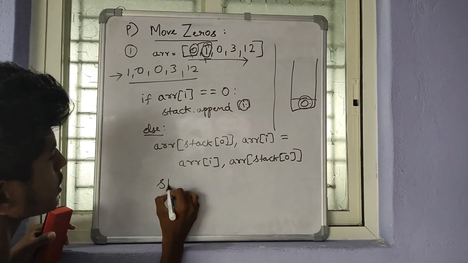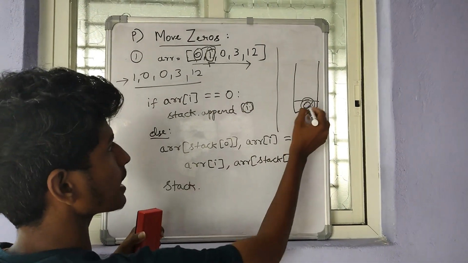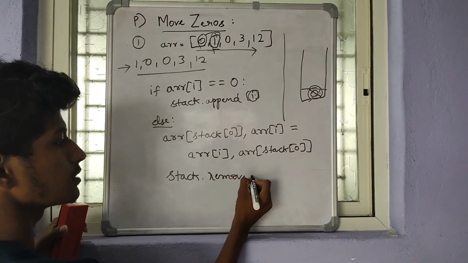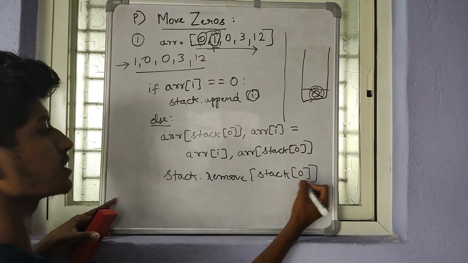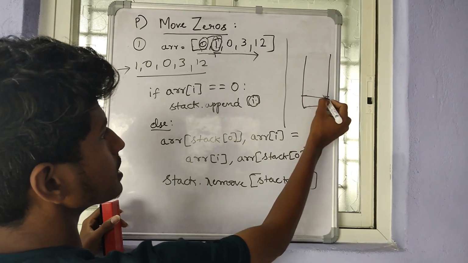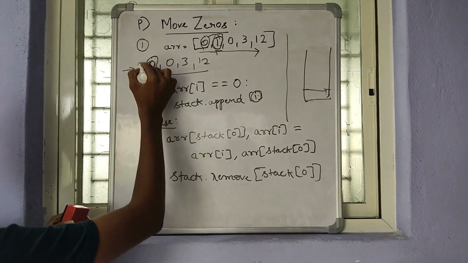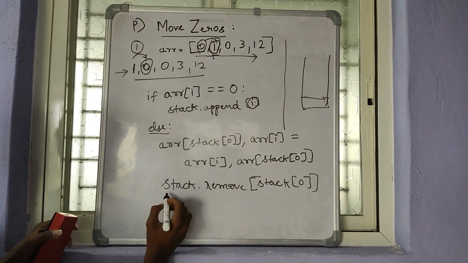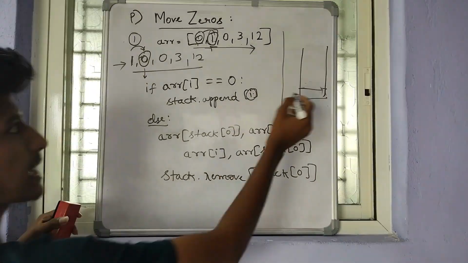Now, after swapping these two, I'll have to remove this index from the stack. Stack dot remove the 0th element. In this first position, I have to remove this element. After removing this, the 0 will come to this position. So indirectly, we have already swapped. The 0 will come to this position. So in this same else part, I have to add this index to this stack itself.